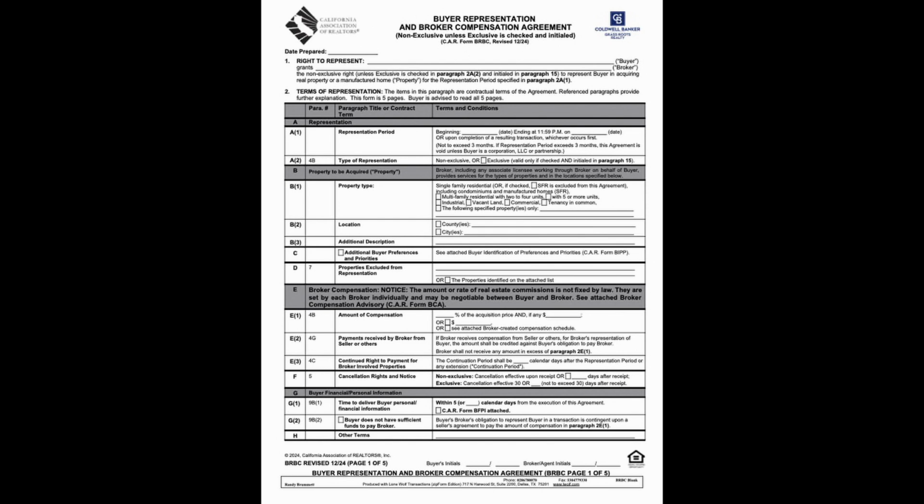Section 2. Terms of representation. This section outlines the fine print of your agreement. Let's walk through the key parts. Section A is about representation. A. 1. Representation period. This is how long the agreement lasts. It can be for any period of time, but only up to 3 months total.